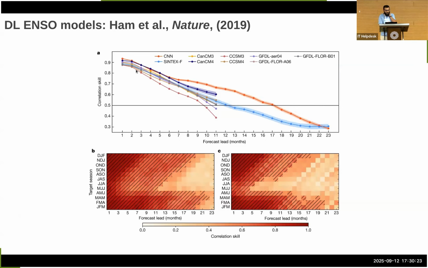So here you have something called correlation scale. Correlation scale essentially is that if you have spit out the Nino forecast index for a particular lead time in the future, you have the model forecast and the observed forecast, and you take the correlation between them. The orange line is the Ham et al. model, and it manages to have a high correlation scale. The rule of thumb is that if you have a correlation scale higher than 0.5, it's a good model that can be relied upon. So it stays above 0.5 almost up till 17 months, right? Which is much better than the existing models at that point.